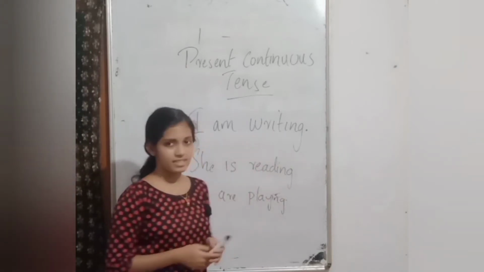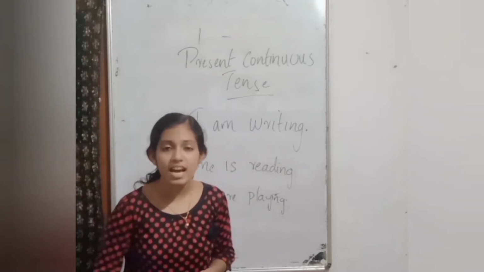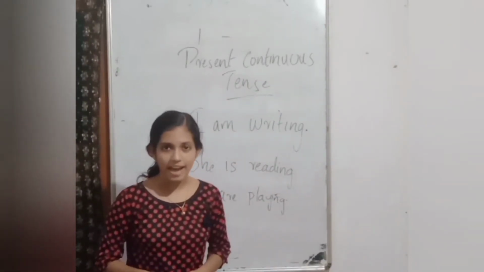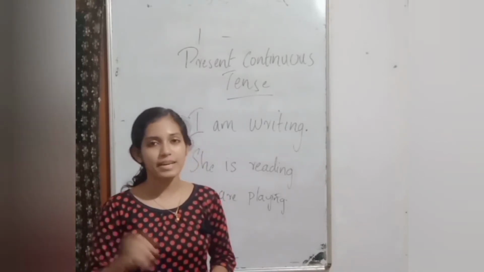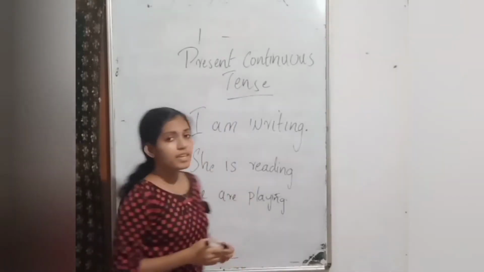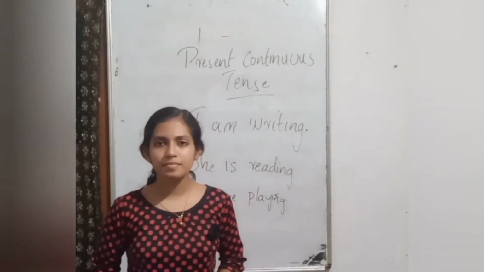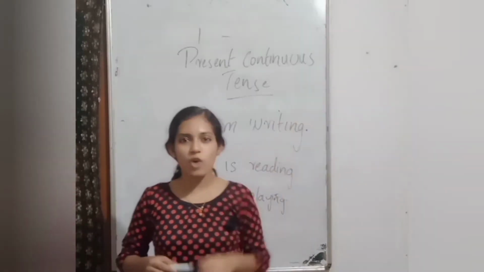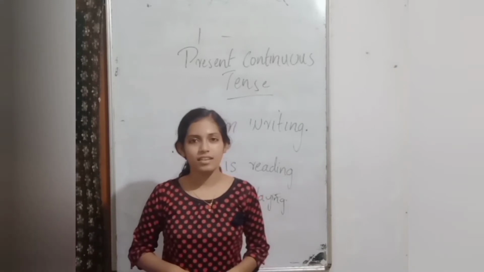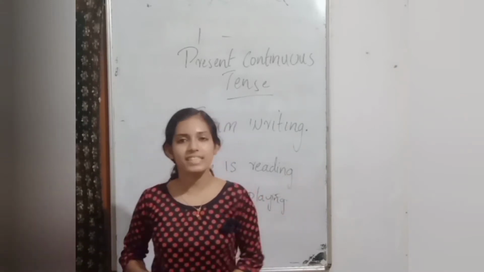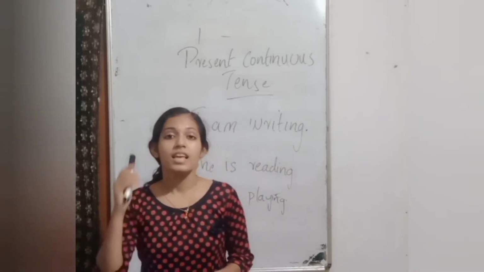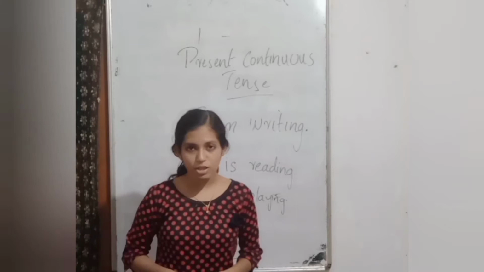I am writing. I am writing now. So, present continuous tense is used to show actions which are going on at the time of speaking, means at present. Can you see some other examples? She is walking. She is swimming. He is playing. They are watching television. All these sentences show actions which are going on at the time of speaking.